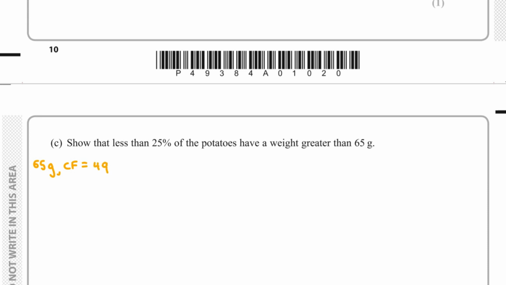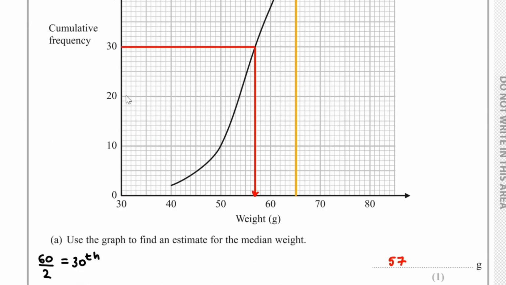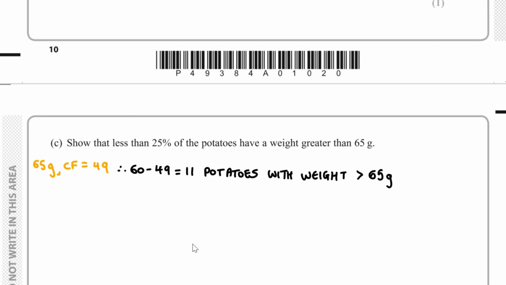So how does this help us? Well, what we can see here, if we've got 60 potatoes in total, is that there's 60 take away 49, which is 11 potatoes with a weight greater than 65. Now if we work out 25% of 60, that's of course equal to 15.